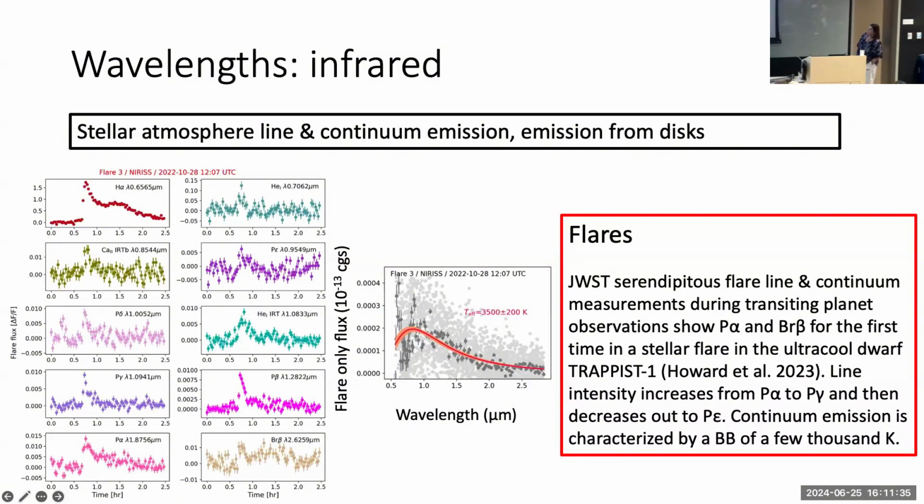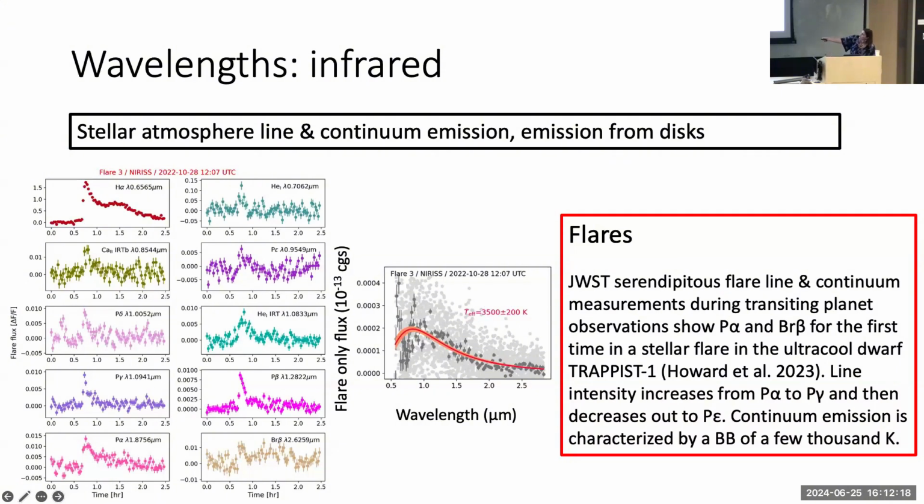In the infrared, recently there was a paper by Ward Howard. I don't know if he is at this conference. I have not seen him yet. So he reported on some serendipitous flares observed on the TRAPPIST-1 stellar system. This star was being observed, of course, because of all of its interesting planets. But JWST is so sensitive. You can see these amazing infrared line and continuum measurements, which is fairly unusual, showing Paschen beta and Brackett beta for the first time.